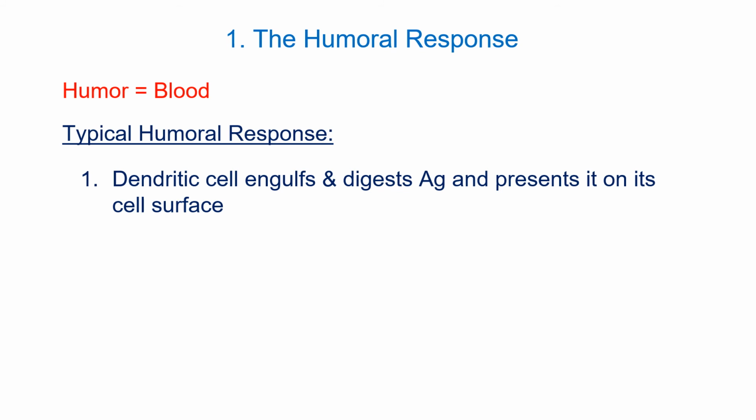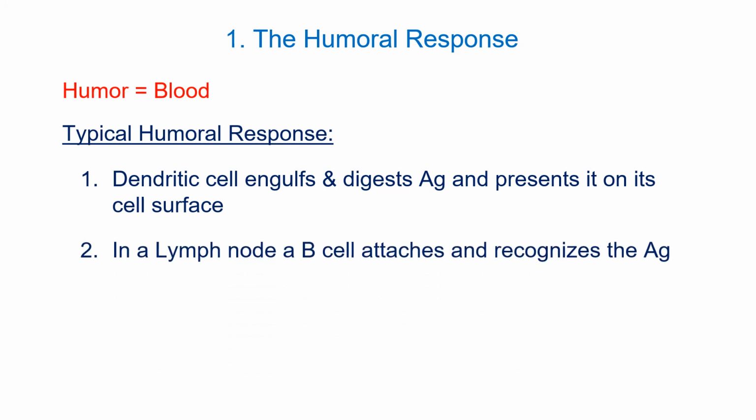They're kind of like little security guards that go around, and sometimes they find little pieces of things and hold on to them for other immune cells to take a look at. So basically the first step is the antigen is present, and it's either held onto by a dendritic cell, or sometimes the antigens are just free. Second thing that happens is a naive B cell attaches and recognizes the antigen.